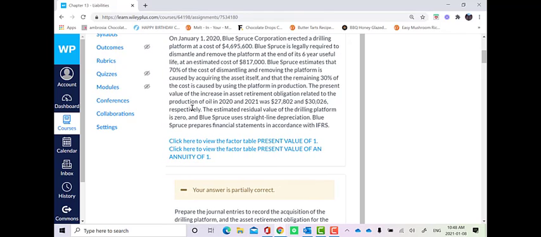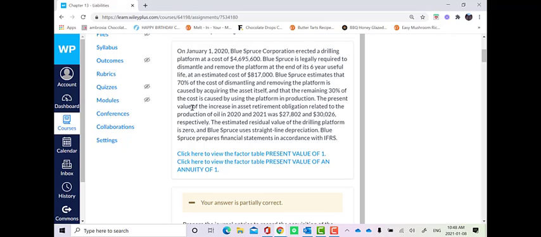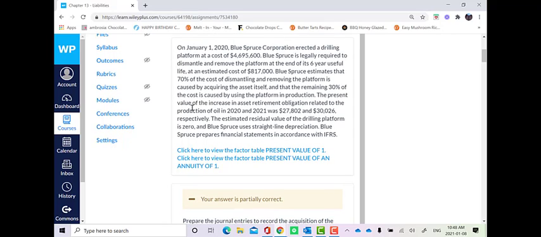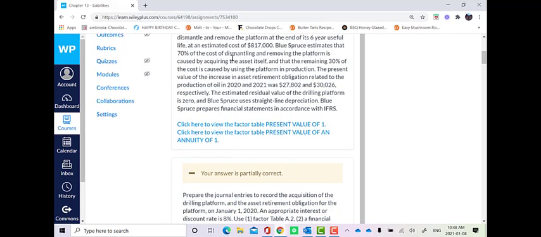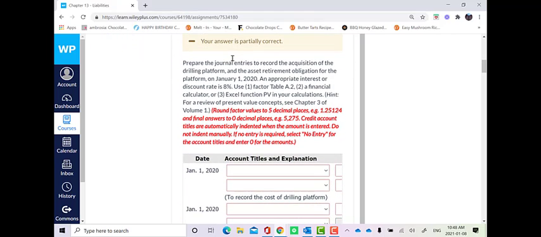And my screen's really annoying this way, but the first question is ARO. Some of the math is a little goofy, but the steps otherwise are very consistent with what we'd be expected to do. So we spent some money on a drilling platform, the 4695, or whatever your number is. So that would be your initial cost, to create an asset for the drilling platform and the cash.